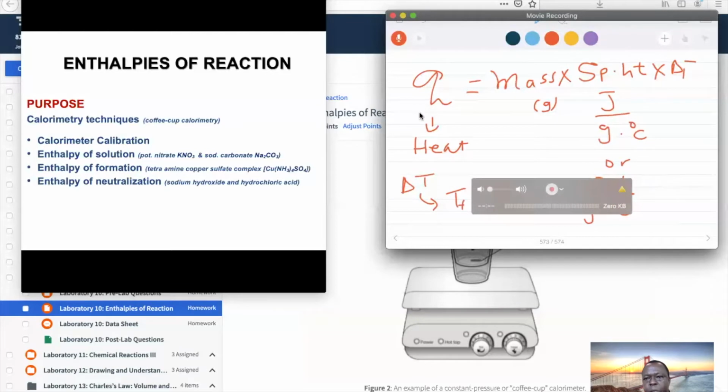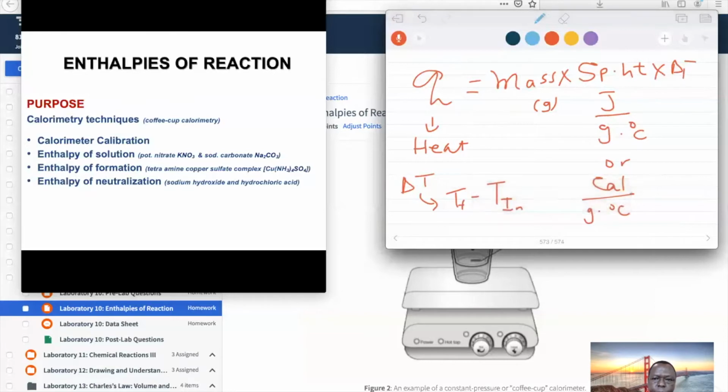We use this equation to calculate the amount of heat given off or absorbed, the heat change in a reaction, if we know the mass of the solution or substance, its specific heat, and the change in temperature. This is one equation for calculating the heat.